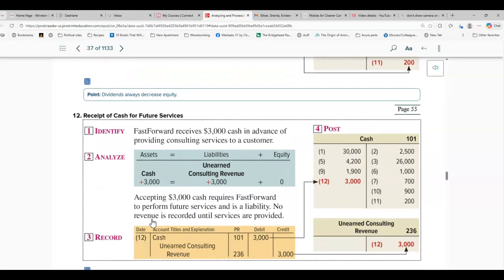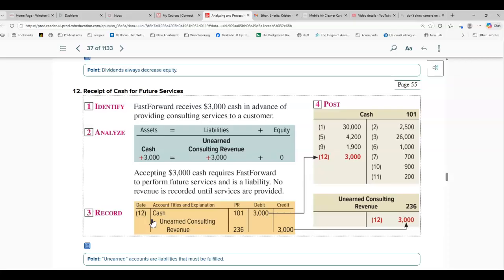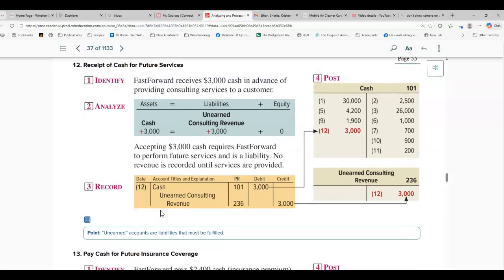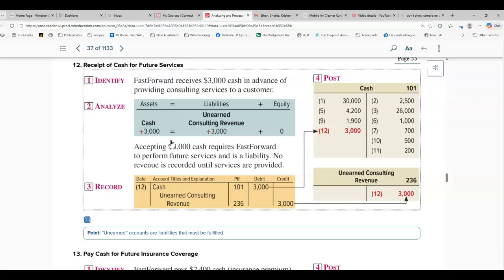Here we have another couple of things we talk about. Let's see, we received $3,000 in advance of providing consulting services to a customer. So we received the money, cash went up, but we haven't earned the money yet. So that is unearned revenue. Remember, that's a liability. So we're going to debit cash for the $3,000 they paid us. We're going to credit the liability account by $3,000 for the money they paid us. If we don't perform our part of the contract, we have to return that. That's why it's a credit, a liability.